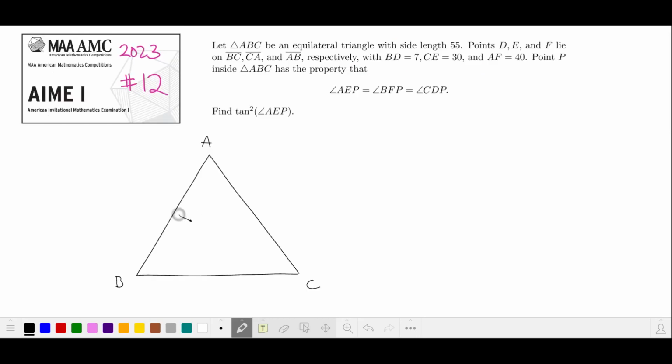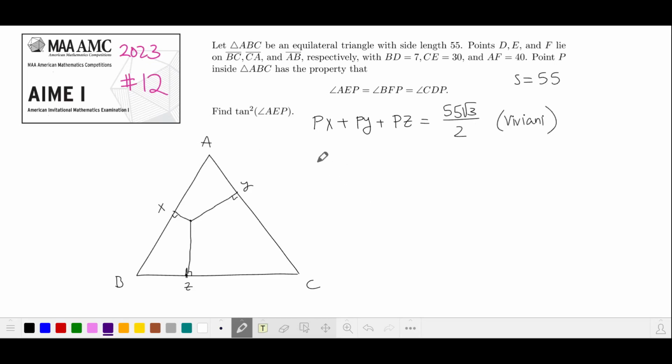First, I'm going to draw perpendiculars from our point P to our three sides. We'll call these points X, Y, and Z. And by Viviani's theorem, the sum of these lengths is equal to the height of our equilateral triangle. The side length of this is 55, so the height is 55 root 3 over 2. We also have that the lengths of these alternating segments from A to X, B to Z, and C to Y is equal to half of the perimeter of the equilateral triangle. Our perimeter is 3 times 55, so the sum of these three lengths is 165 over 2.